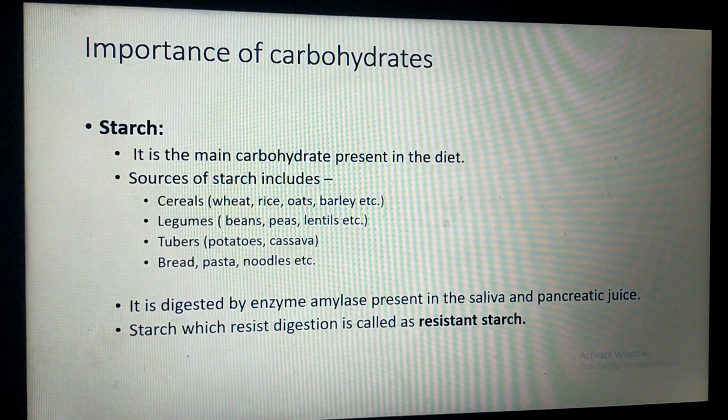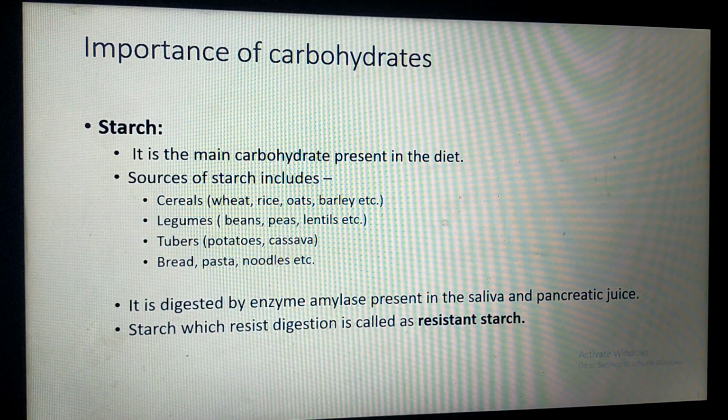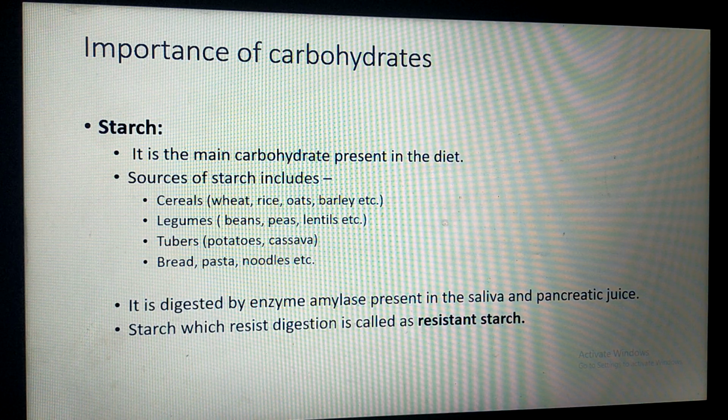Next carbohydrate is starch. It is the main carbohydrate present in the diet. Starch is present in cereals like wheat, rice, oats, barley, legumes like beans, peas, lentils, etc., tubers like potatoes, cassava, bread, pasta, noodles, etc. This starch is digested by enzyme amylase, which is present in the saliva and pancreatic juice. Starch which resists the digestion is called resistant starch.